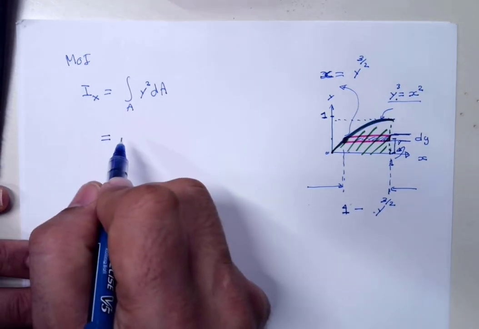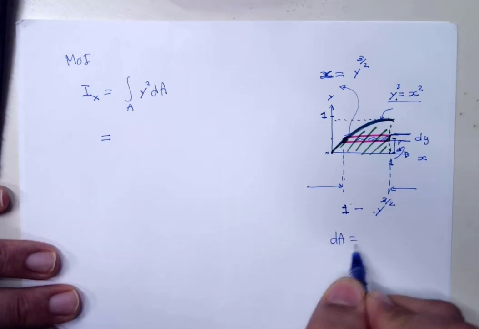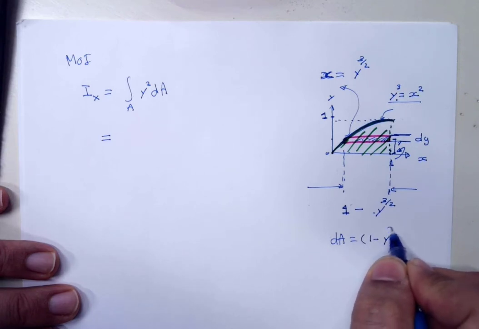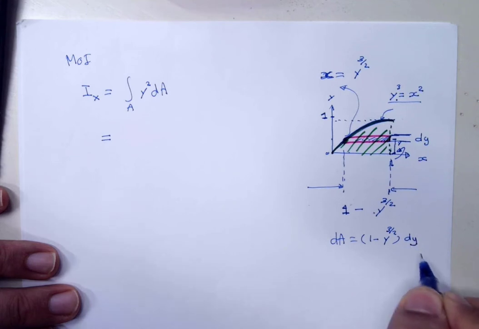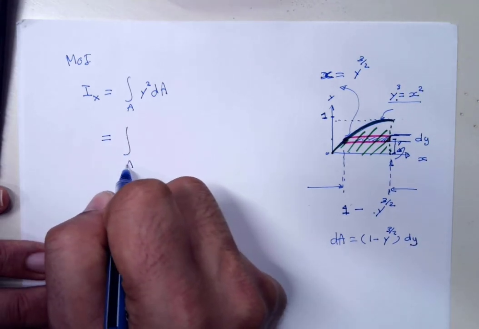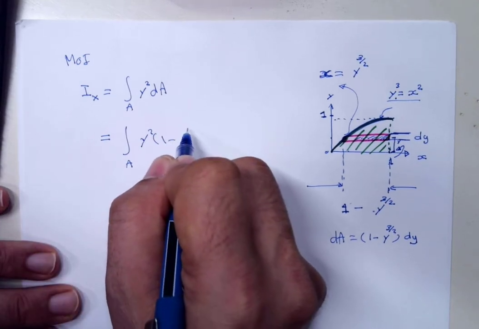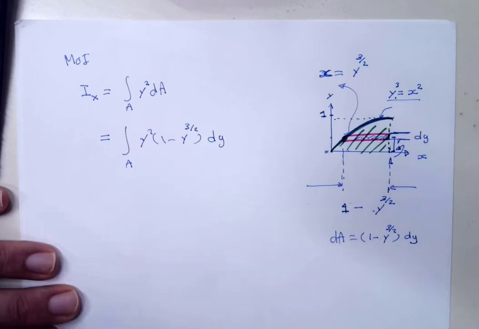Alright, so then the dA is going to be equal to the width of the rectangle, which is 3 over 2, multiplied by its height, dy. So that's going to be equal to y squared, 1 minus y, 3 over 2 dy, right? Continue.